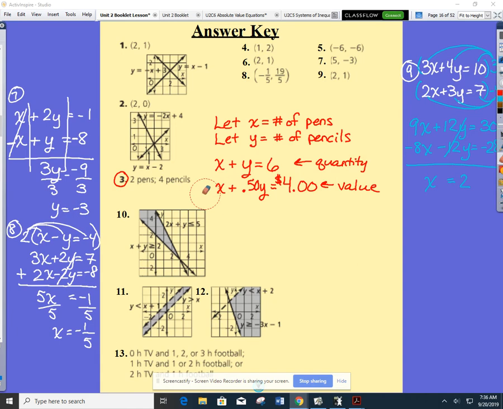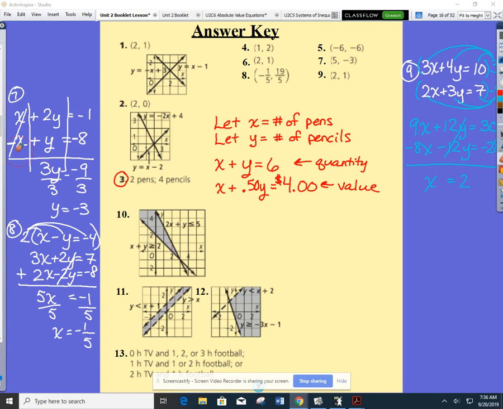Also had been asked to set up number 7. So in number 7, to use elimination, we just lined up the equations. And in this case, we're just adding them together. x plus negative x cancels. 2y plus y is 3y, and negative 1 plus negative 8 is equal to negative 9, and then you solve from there.